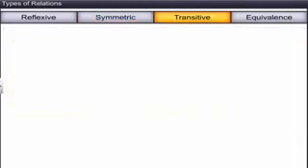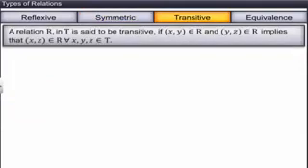Let us now move on to transitive relations. A relation R in T is said to be transitive if (x, y) and (y, z) belong to R implies that ordered pair (x, z) also belongs to set R.